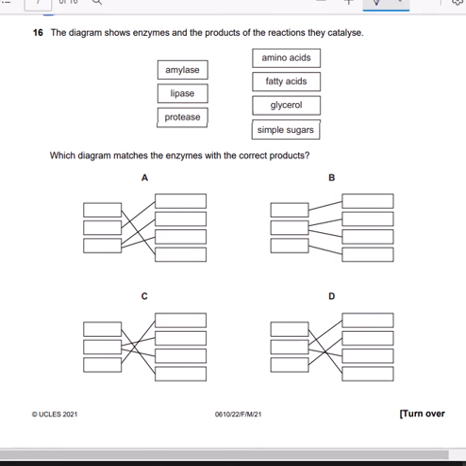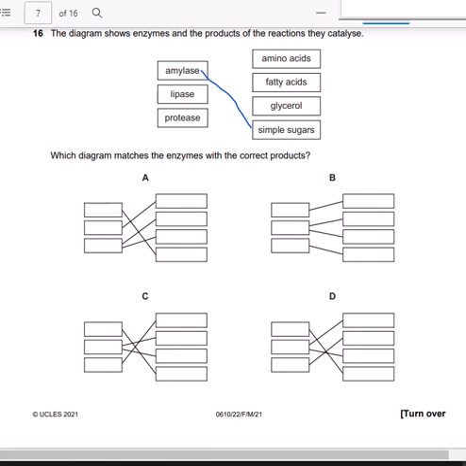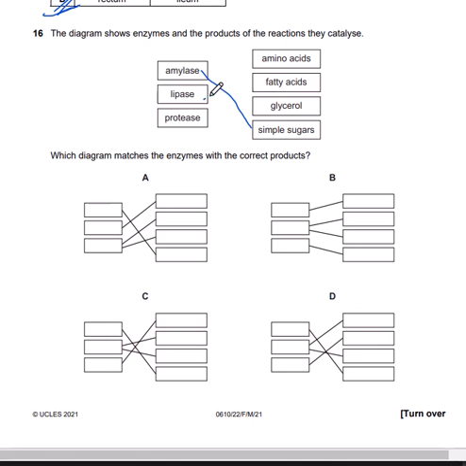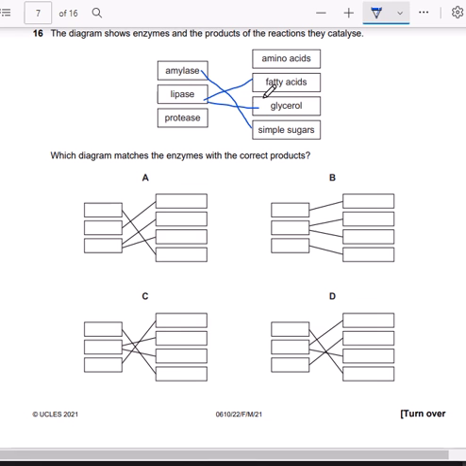The diagram shows the enzymes and the products of the reaction they catalyze. Amylase would be simple sugar, right? Because it breaks down the starch. Lipase will actually break fats or oils into fatty acids and glycerol. And then protease will break proteins or polypeptides into amino acids, so that leaves you with C.